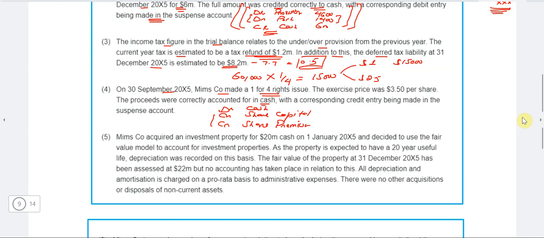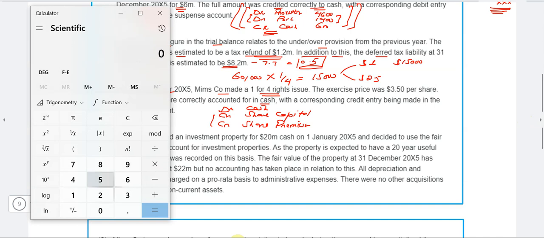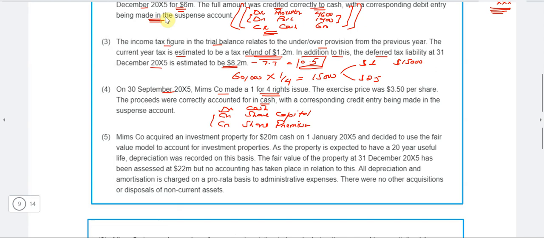So 15 into 2.5, let's just calculate that. 15,000 into 2.75. Sorry, it's 2.5. 15,000 into 2.5 is 37,500. So yes, 15,000 will be recorded in the share capital, and 37,500 will be recorded in the share premium.